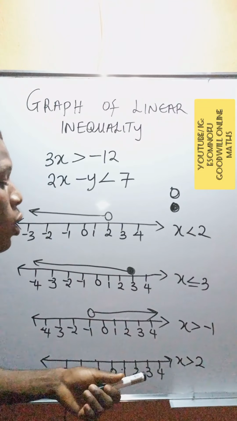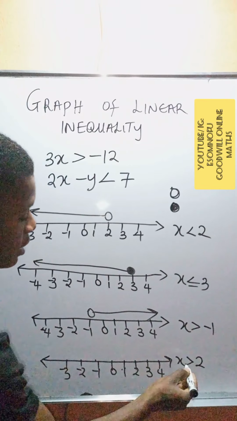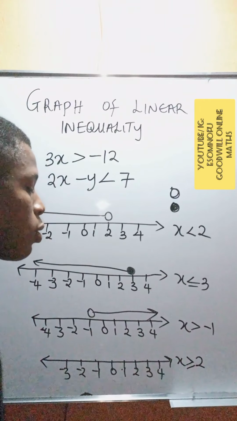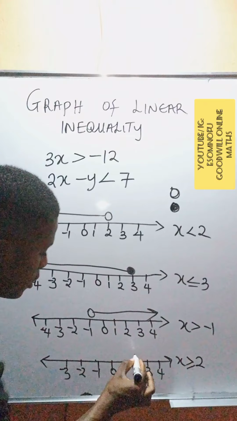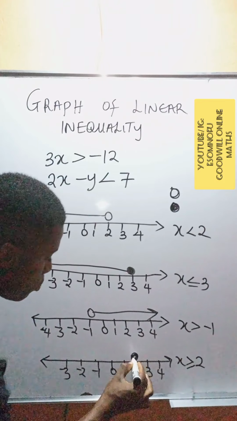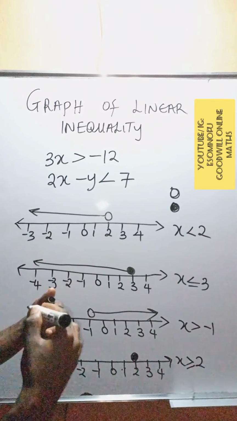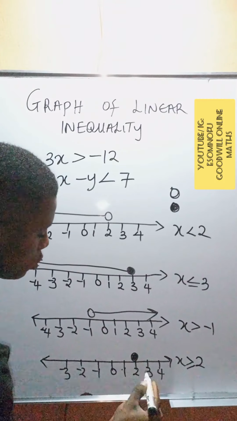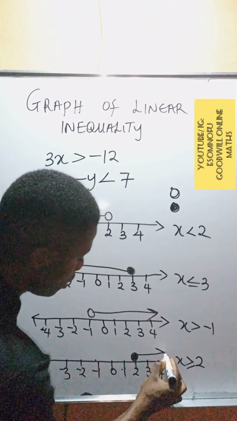5, and so on. The last one says that x is greater than or equal to 2. This is my 2. This should be a shaded circle because x is actually greater than or equal to 2. So I have it to be like this.